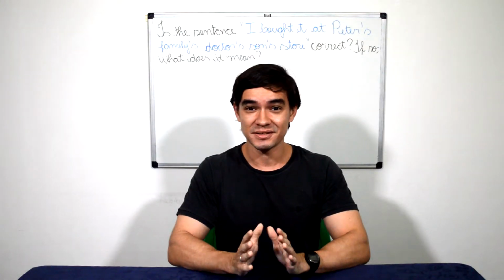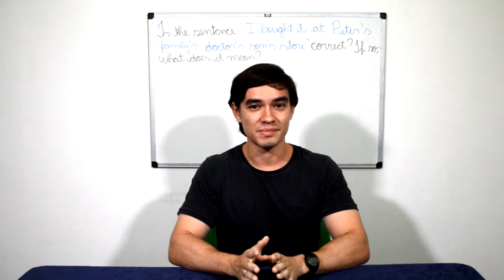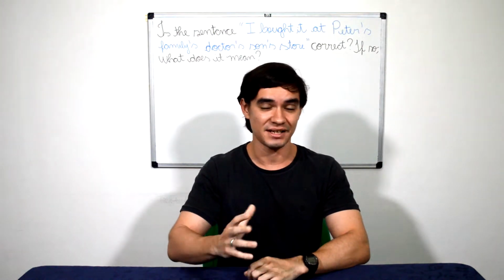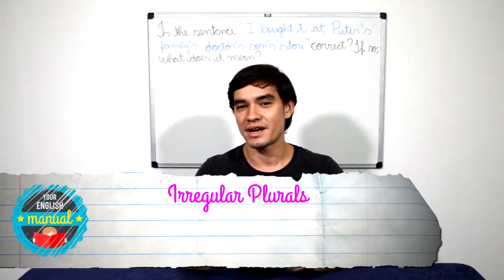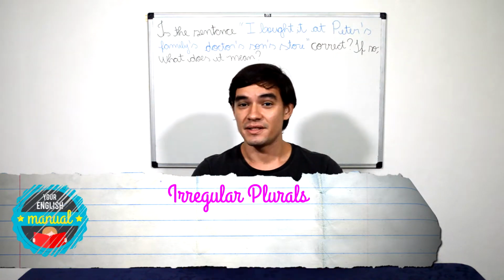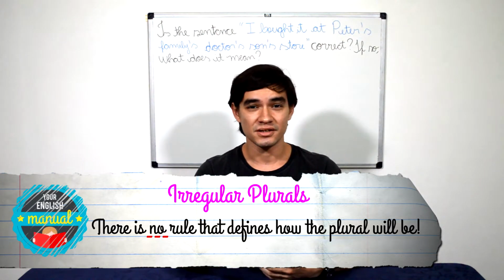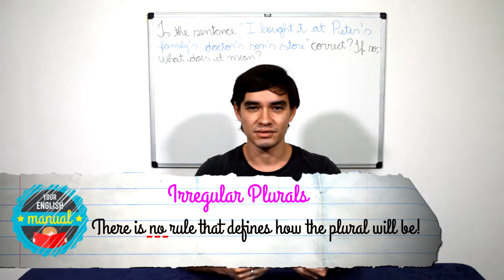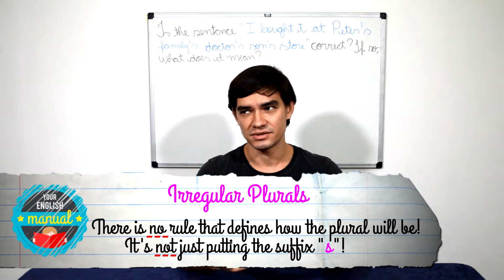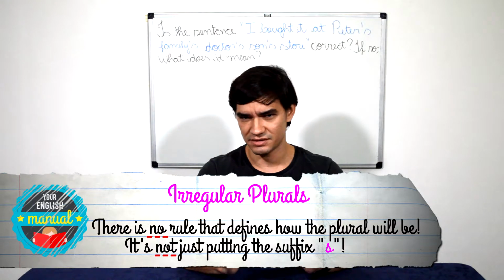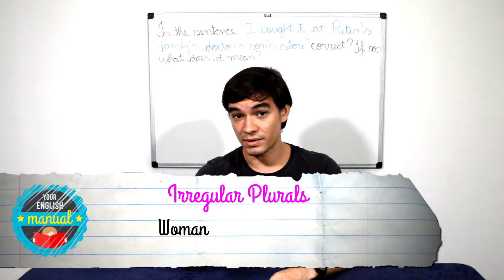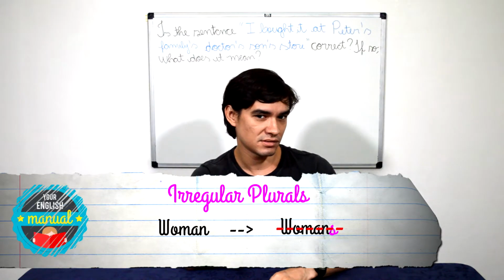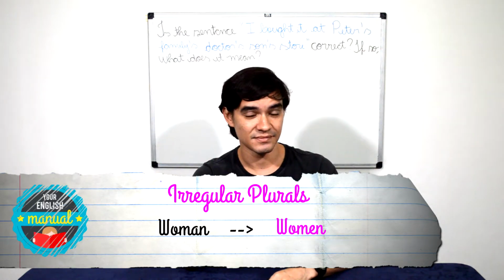Now, in English, the plural is not always formed by putting the suffix s at the end of the word. There are the so-called irregular plurals. They have this name because there is no rule that defines how the plural will be. It's not just putting the suffix s. For example, the plural of woman is not womans, it's women.